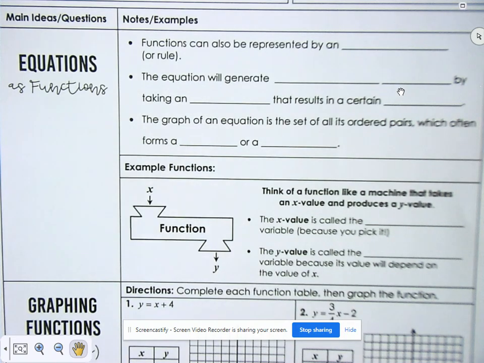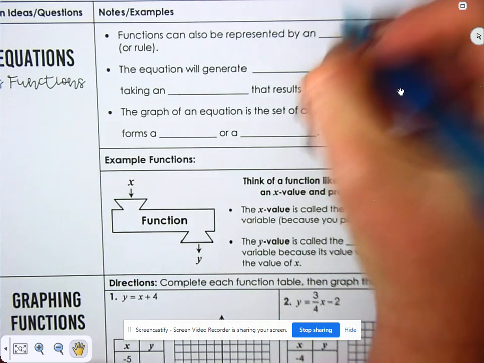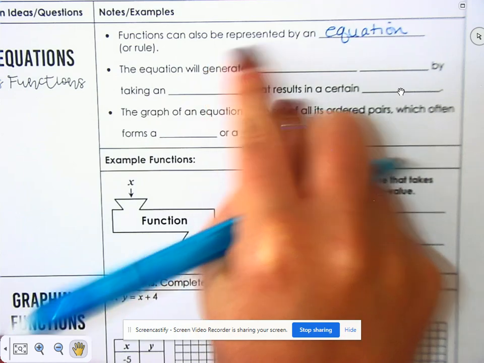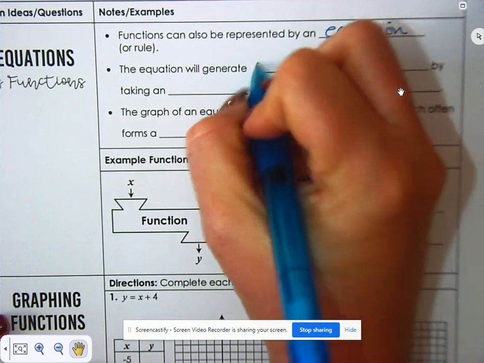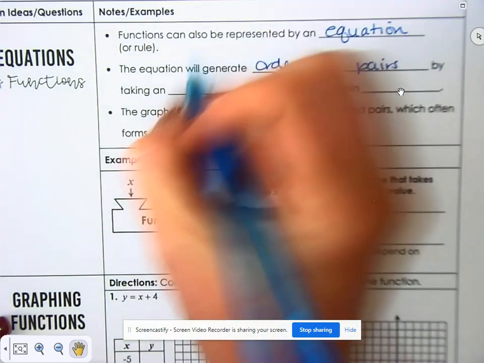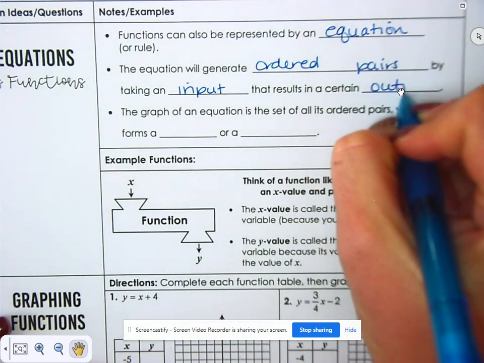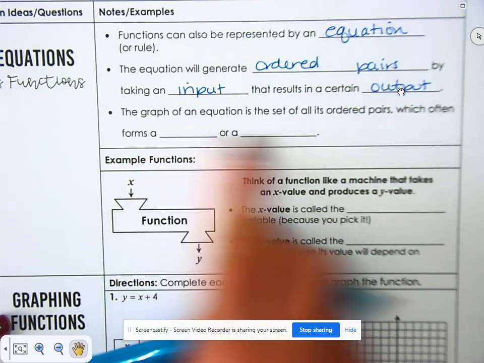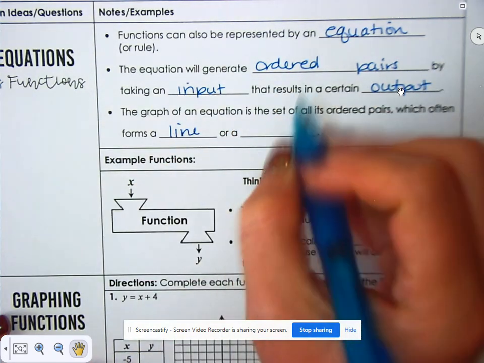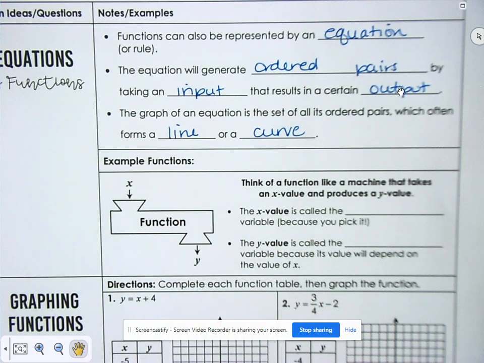All right, so today we talked about writing equations as functions, okay? And a little bit of vocabulary for us to start off with. Functions can also be represented as an equation, and the equation will generate ordered pairs by taking an input, which is going to be our x, that results in a certain output. The graph of the equation is a set of all ordered pairs, which often forms a line, and it will form a line most of the time for us, or a curve.